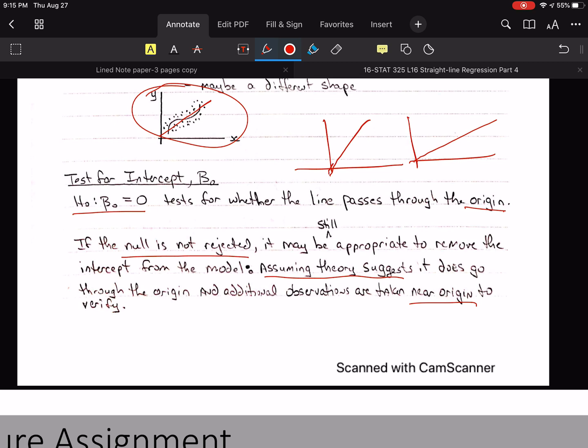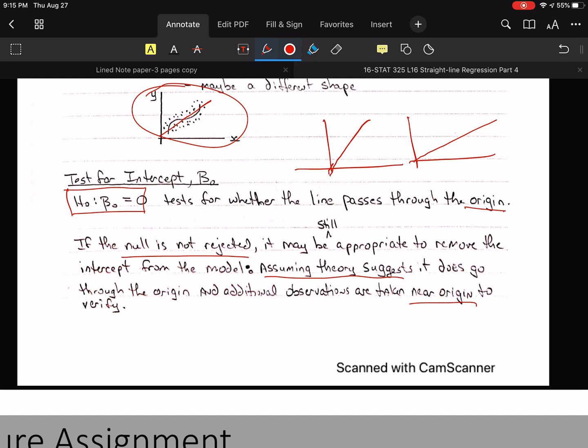So if we do reject this, then we would definitely leave the intercept in the model unless we are, again, positive that it does go through the origin, or it should.